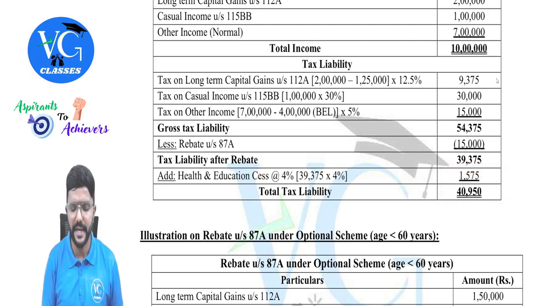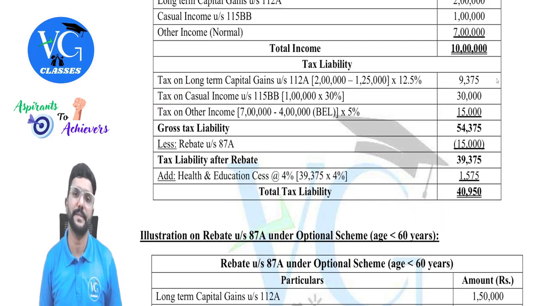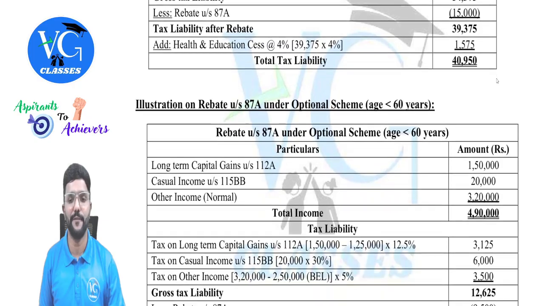And if there is any TDS credit, we will reduce it from this. Clear? Because on casual income and so on, TDS would have been deducted. If it is given, then please give a credit for it. Reduce TDS from this figure, guys. Is that clear? Yes, sir. Fine. This is for the assessee who is following the default scheme.